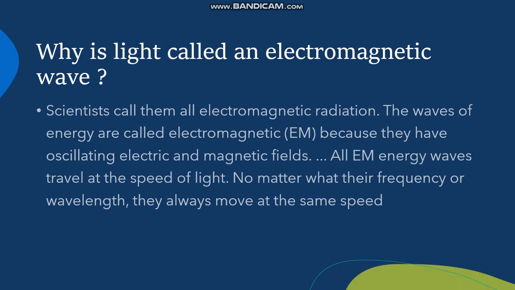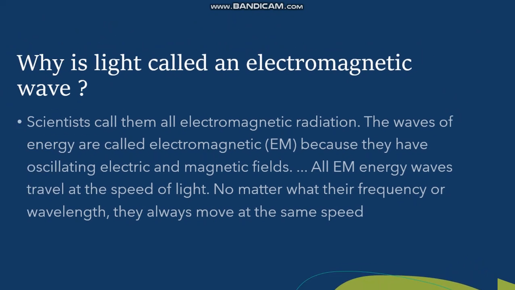Why is light called an electromagnetic wave? Scientists call them all electromagnetic radiations. The waves of energy are called electromagnetic because they have oscillating electric and magnetic fields. All electromagnetic energy waves travel at the speed of light, no matter what their frequency or wavelength is. They always move at the same speed.